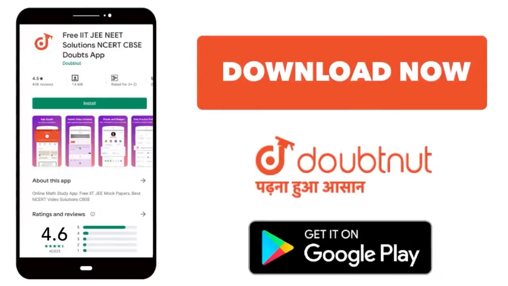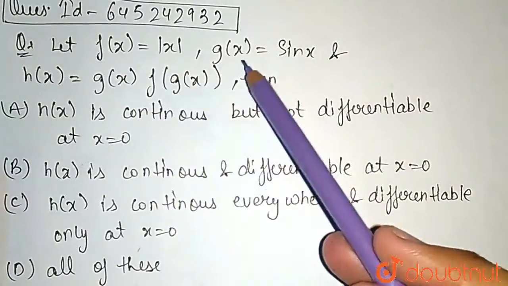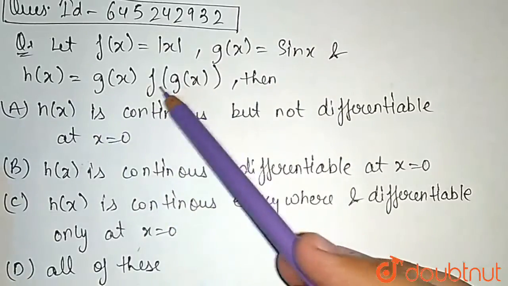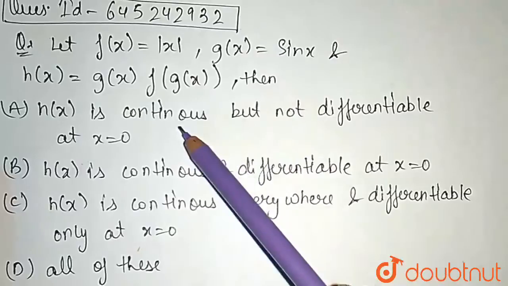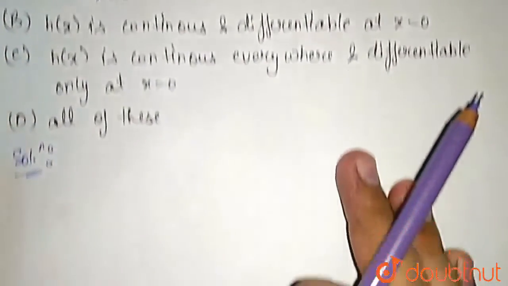Download Doubtnut app today. In this question, f(x) is given as mod of x, g(x) is given as sin x, and h(x) is given as g(x) into f(g(x)). Then we need to check continuity and differentiability at x equal to 0 of h(x).